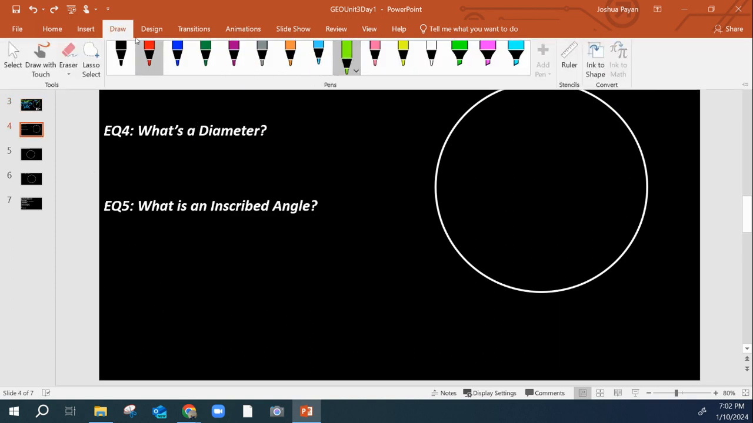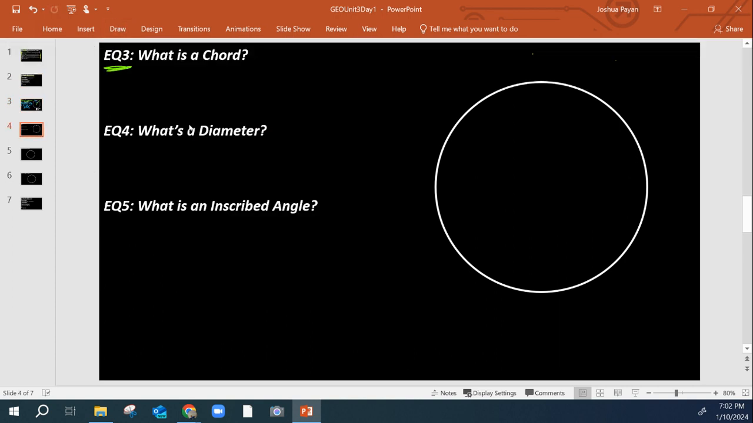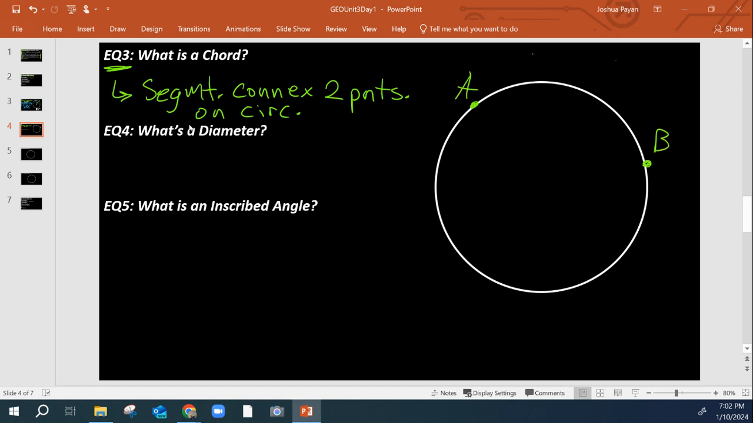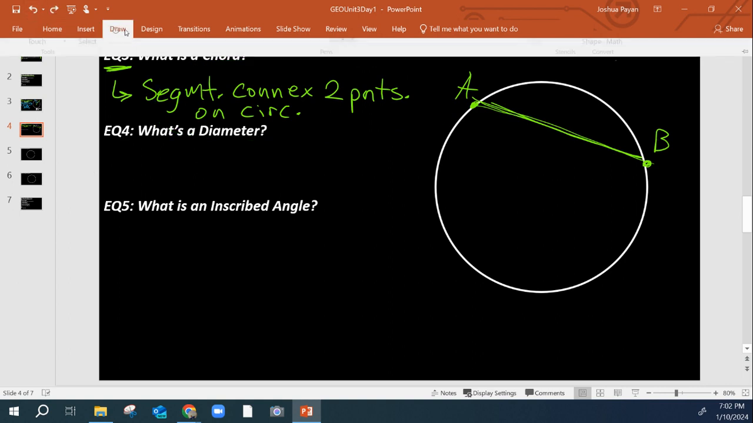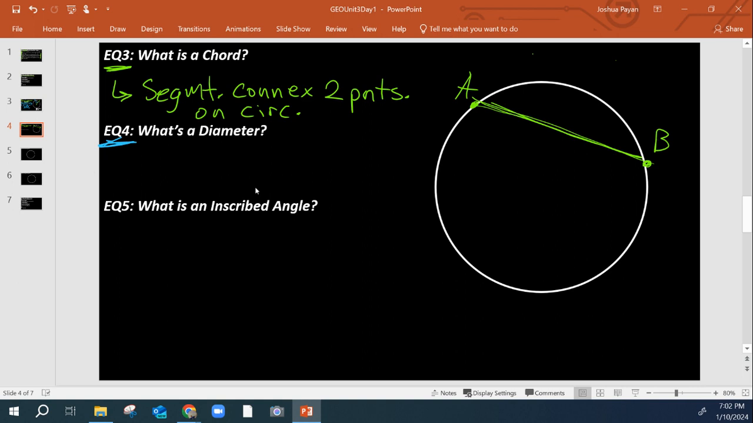Okay, so EQ3, what is a chord? A chord is simply a segment that connects 2 points on a circle. Okay, so I'm going to connect 2 points on this circle here. Let's call this A, B, right? And I'm going to connect points A and B on this arc. Okay, and that right there would be a chord because it's a segment that connects 2 points on a circle. Simple enough.